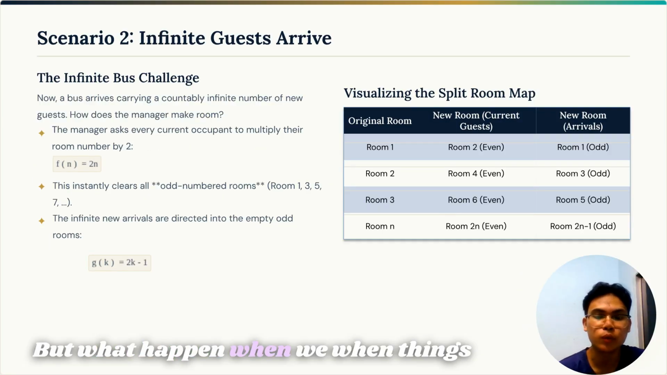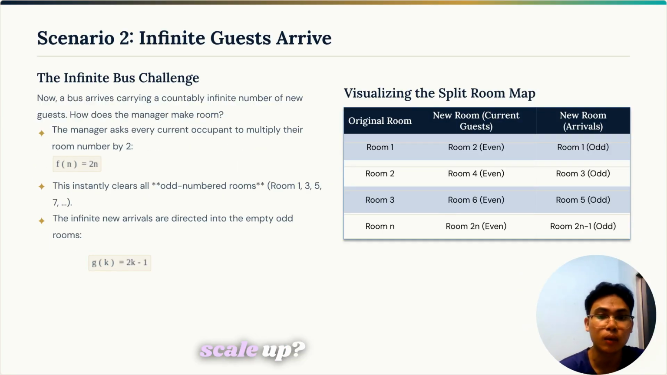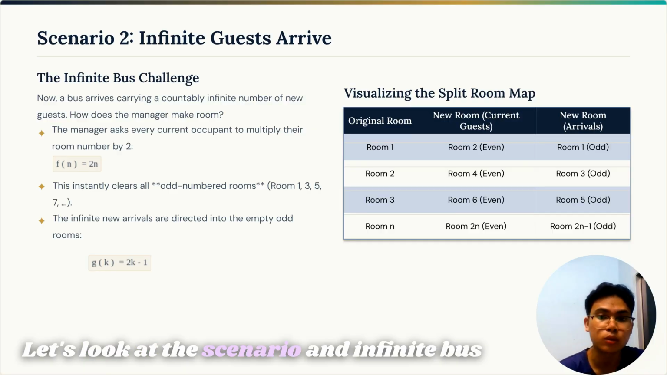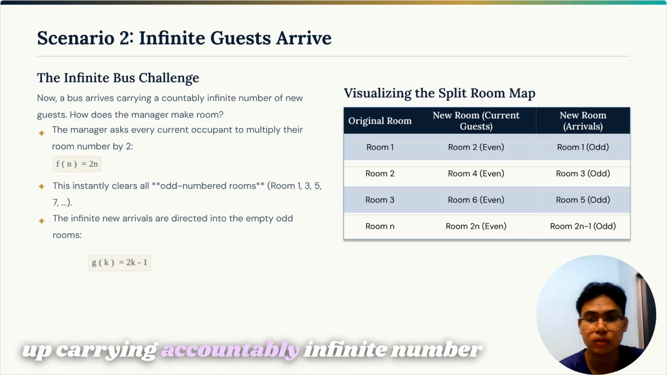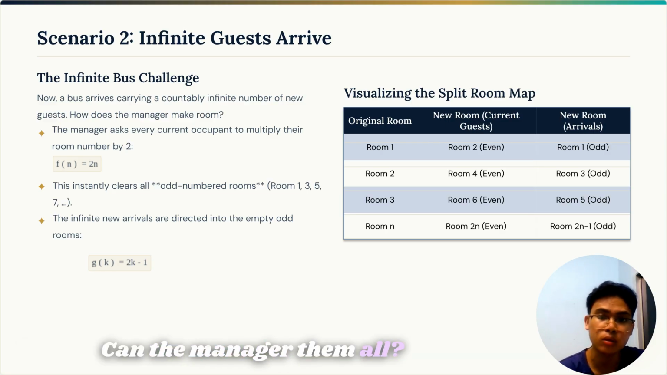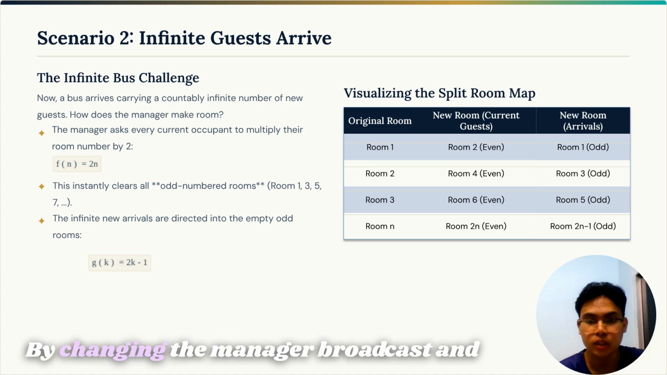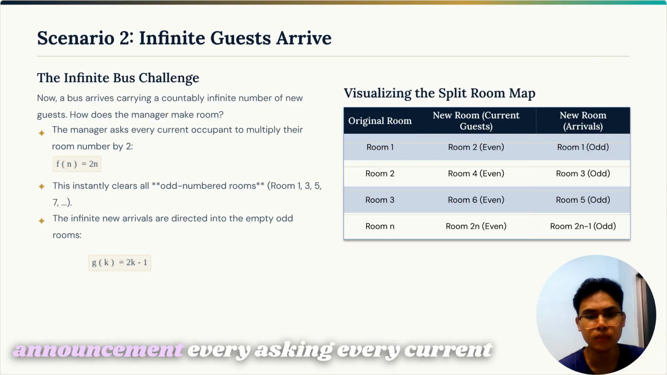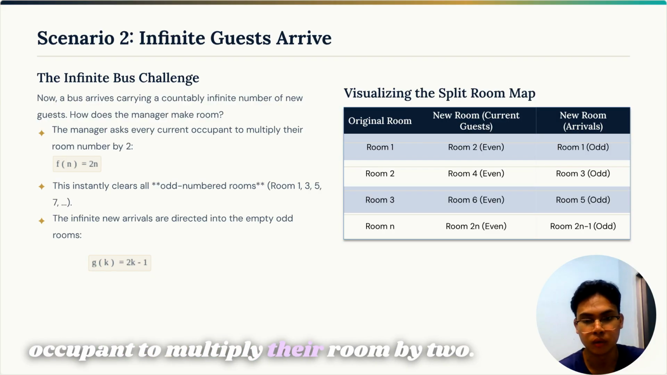But what happens when things scale up? Let's look at scenario 2. An infinite bus pulls up, carrying a countably infinite number of new guests. Can the manager accommodate them all? Yes, by changing the room map. The manager broadcasts an announcement asking every current occupant to multiply their room number by 2.